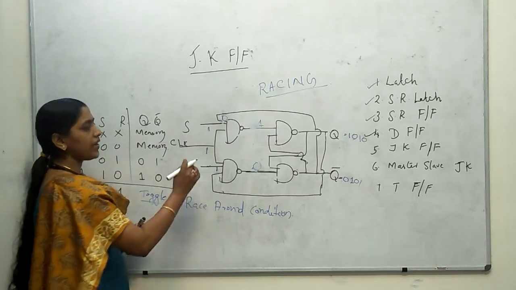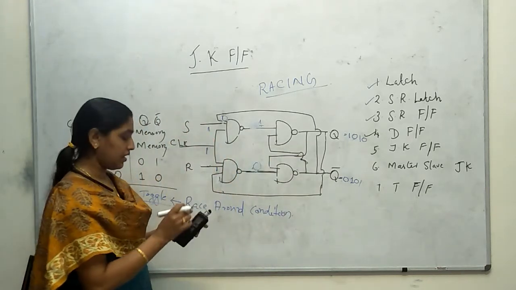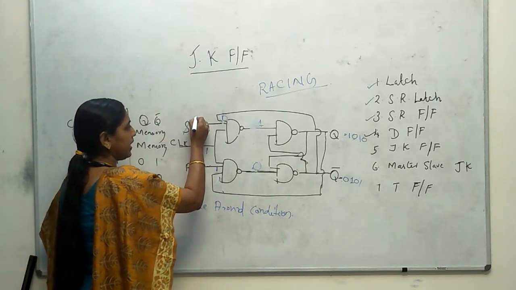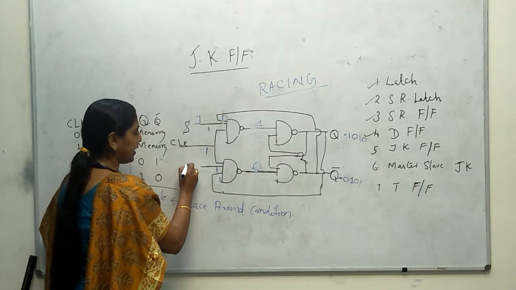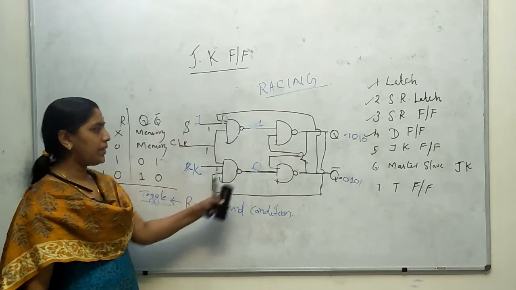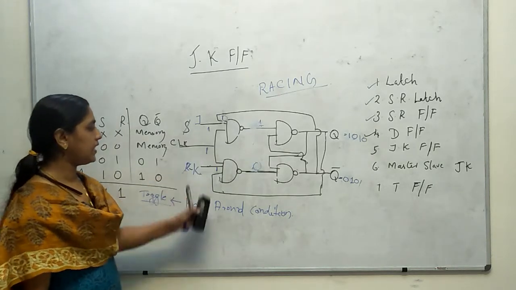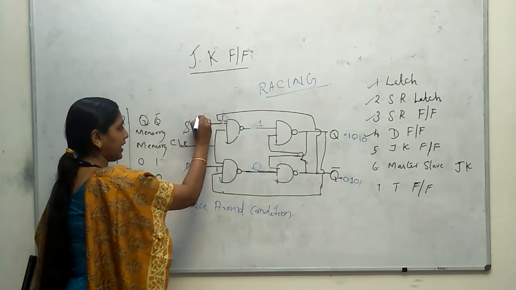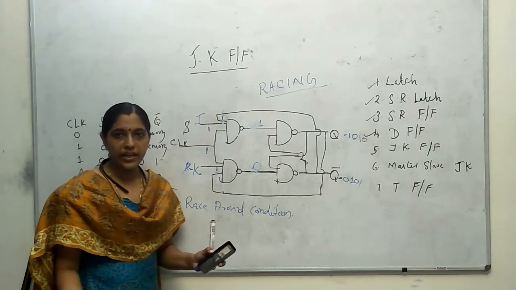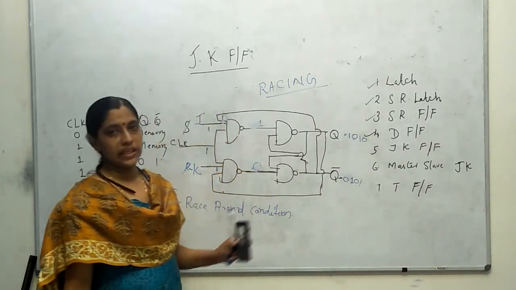So here, when you are giving such a feedback, this input is renamed as J and this is renamed as K. When this particular feedback system is given, the system having inputs J and K is known as a JK flip-flop. So in your exams they may ask you to explain the race around condition in the JK flip-flop.